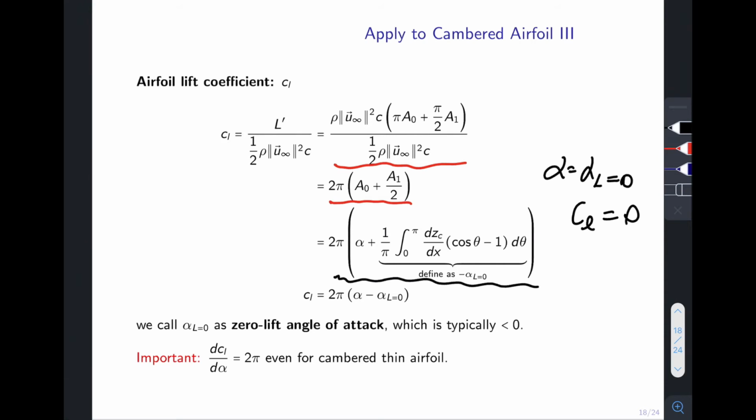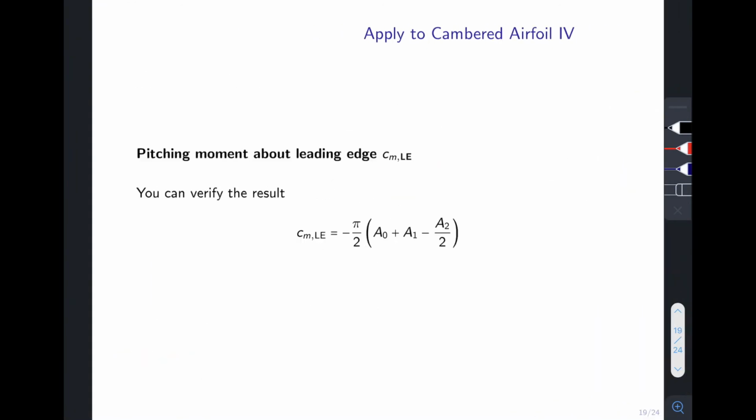Typically this will be a negative number for a positive camber airfoil, because you would have to go to negative angle of attack in order to balance the force on the airfoil such that it won't create any lift. But still, we have the same relation, the same slope for the lift coefficient versus alpha. Even for a cambered thin airfoil, this still holds.